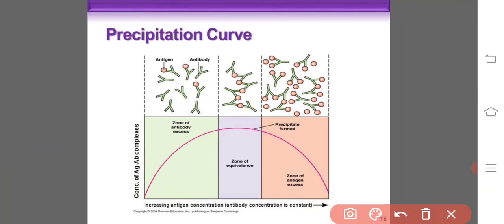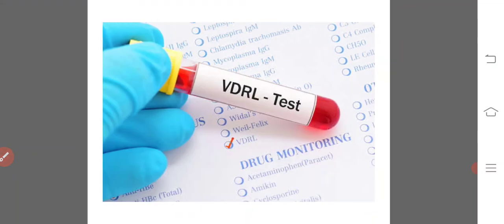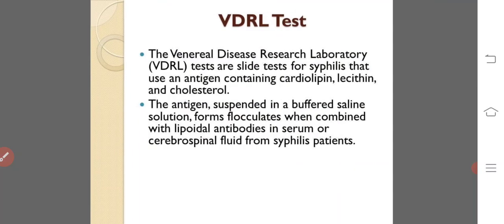And the precipitation curve, see here: on this side antibodies are more, antigen is less. On this side antigens are more, antibodies are less. But here in the middle we have a zone of equivalence. Where the zone of equivalence has been found, there the precipitation reaction should occur. It is a graphical representation, and this is for the VDRL test, which is done in the manner of precipitation.